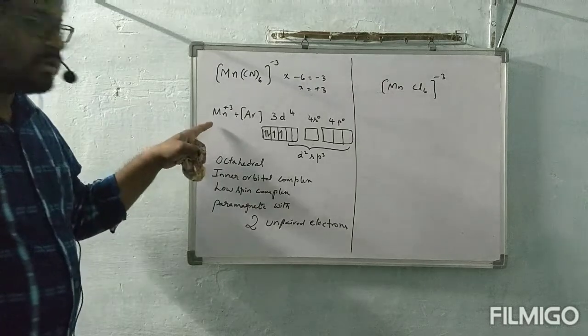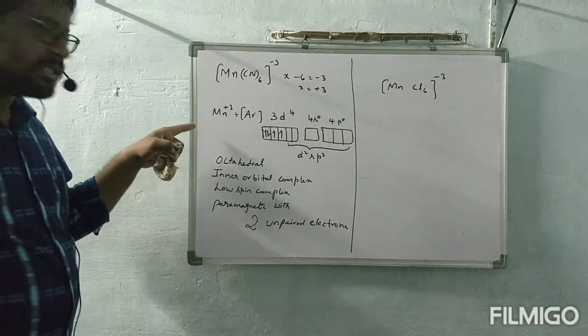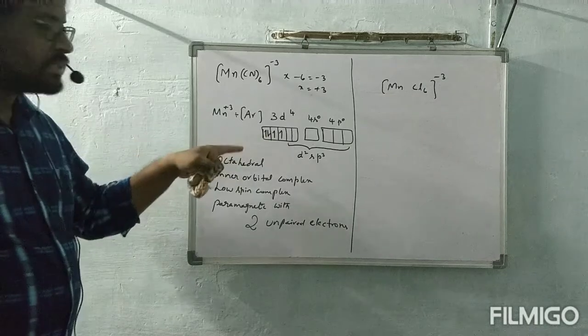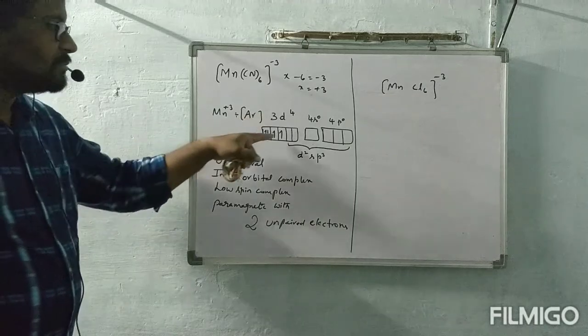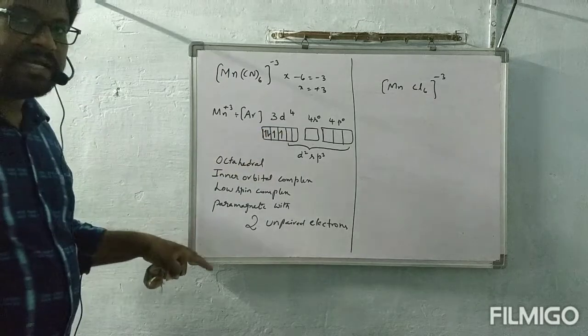See, what is the oxidation number of manganese? Plus 3 in this complex. But pairing is taking place. 3d4 pairing is taking place. Instead of 1 electron here, we got pairing. Hund's rule is violated here.